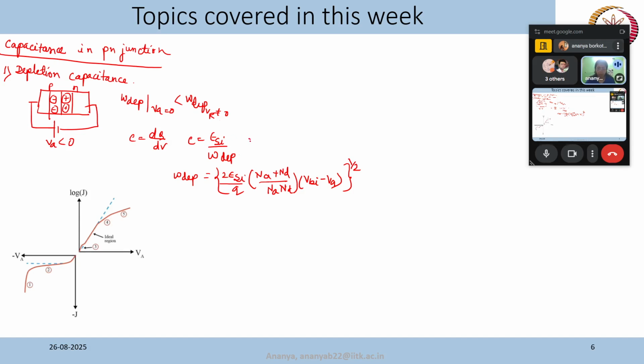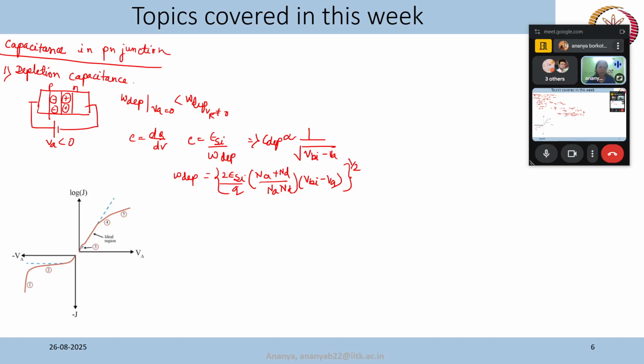What is important here? C depletion is inversely proportional to the square root of Vbi minus Va, because W depletion is in the denominator, right? You should remember how the depletion capacitance is related to the applied bias voltage. Everything else is constant.